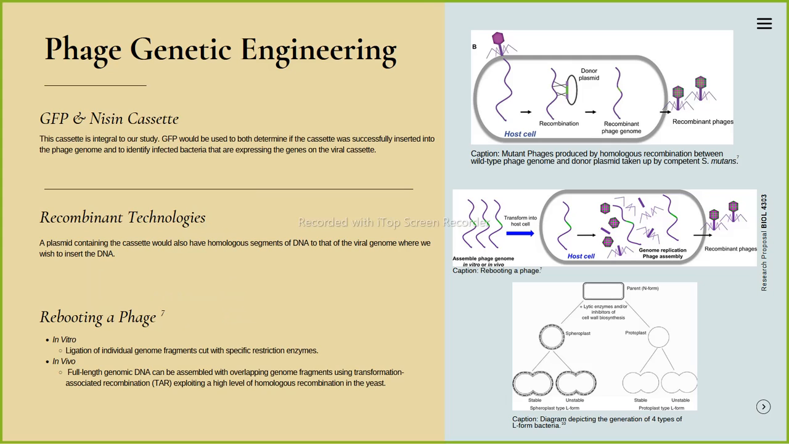Firstly, getting into the actual cassette that we are introducing into the phage. Within this genetic cassette, we are going to be encoding for GFP and nisin. This is integral to our study, as nisin is the antimicrobial agent, and GFP is going to be used both to determine if the cassette was successfully inserted into the phage genome and to identify bacteria that are expressing the genes on the viral cassette.